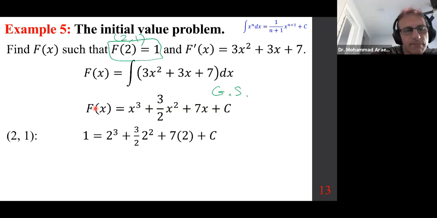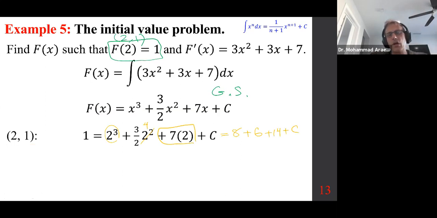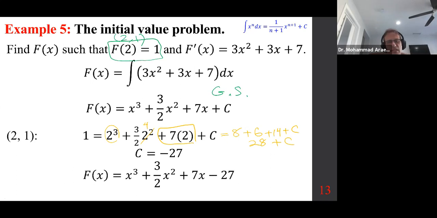You're going to simplify. So 2 cubed, 8. This is 4 divided by 2, 2, and times 3 is 6. This is 14 and a constant, which means the right side is 28 plus a constant. The left side is 1. Therefore, the constant becomes negative 27, right? And we write capital F of x now as this function, which is a particular solution. PS, let's say for short, particular solution.